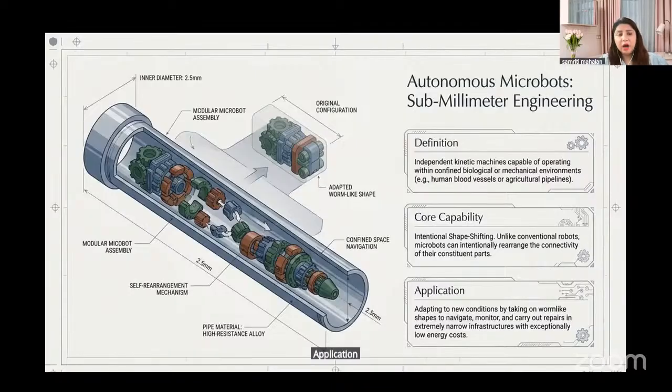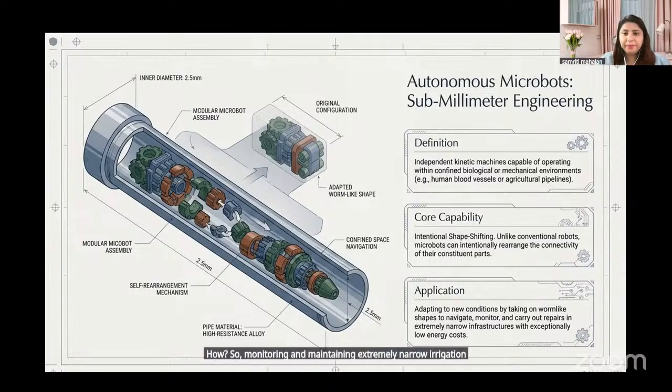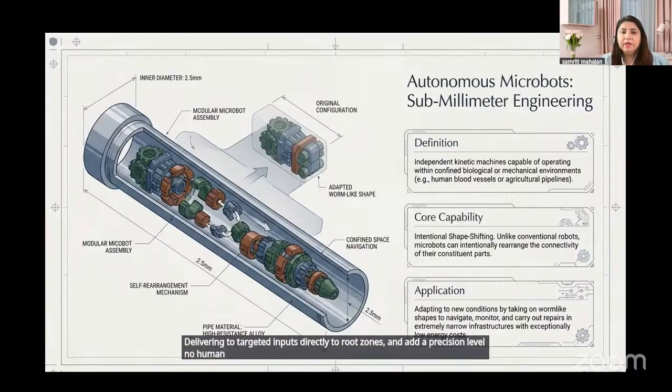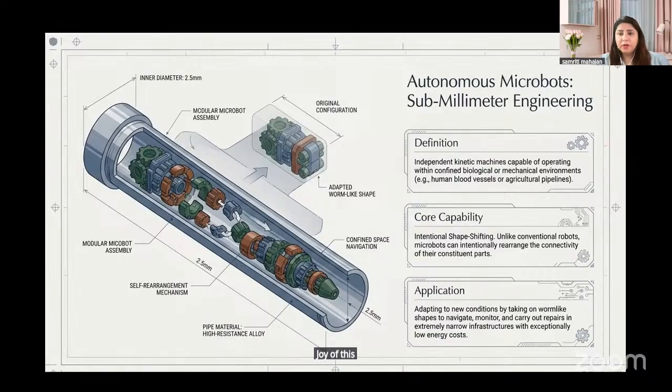Application in agriculture, how is it going to be applied? Monitoring and maintaining extremely narrow irrigation infrastructures with exceptionally low energy costs. It can detect blockages, repair micro fractures, and deliver targeted inputs directly to root zones, at a precision level no human hand can reach. So that is the joy of this autonomous microbot.